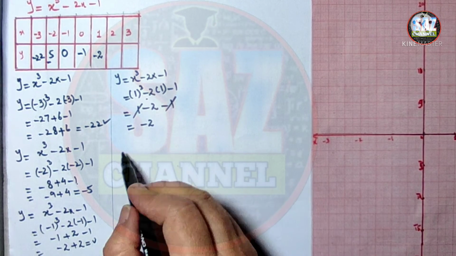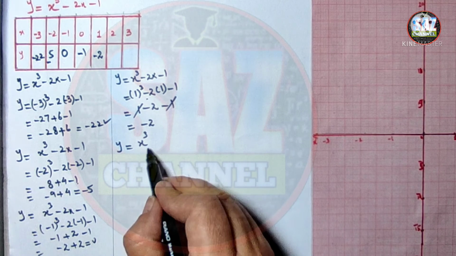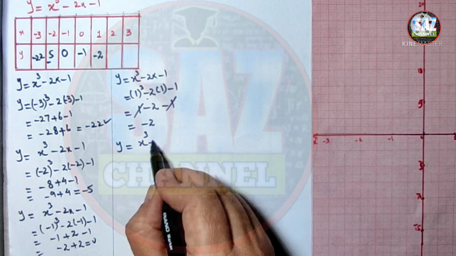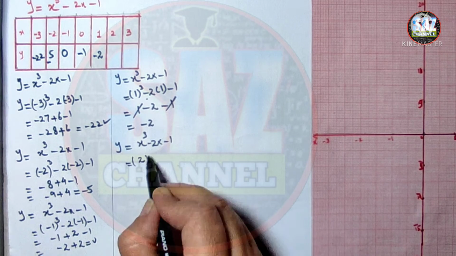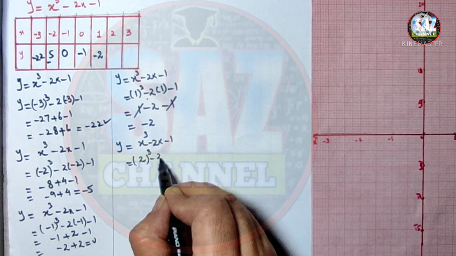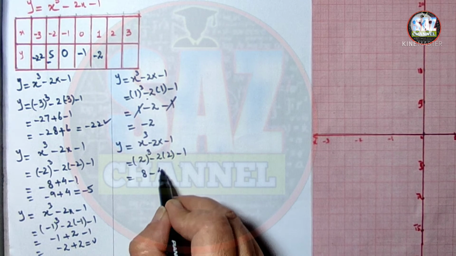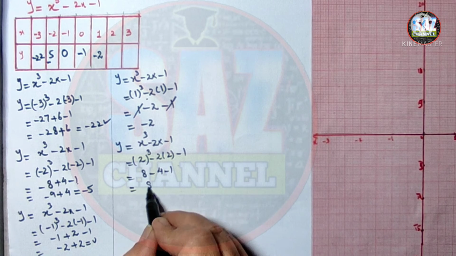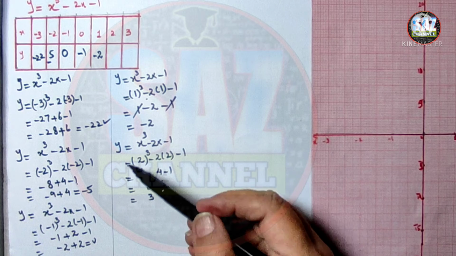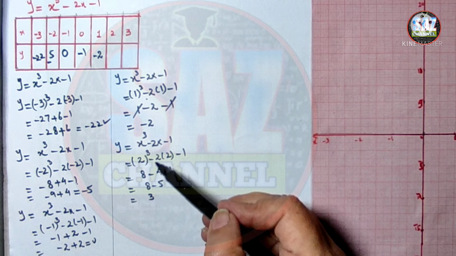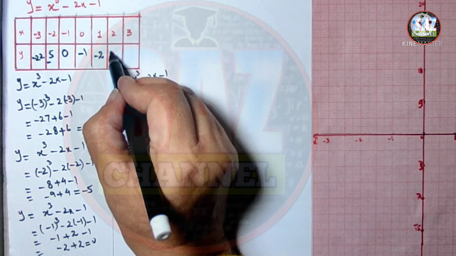And then the next unknown value, y equals x cubed minus 2x minus 1, and I have to insert the value of x as 2: 2 cubed minus 2 into 2 minus 1, this is 8 minus 4 minus 1, 8 minus 5, which is giving me 3. Let me recheck it. 2 cubed is 8, minus 4 minus 1, this is minus 5, plus 8, and this is 3.